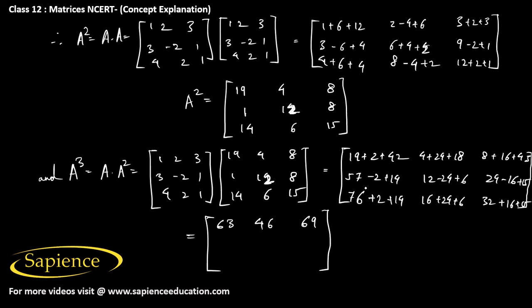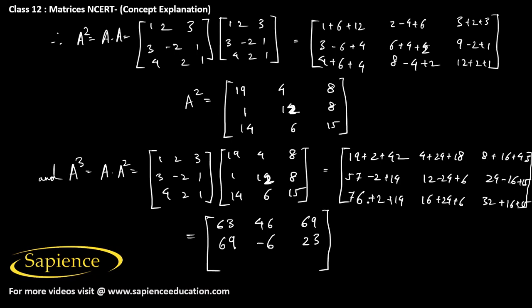And then 57 plus 12, that is also 69, and 12 plus 6, that is 18. 18 minus 24 is minus 6. Then 24 minus 1, it is 23.